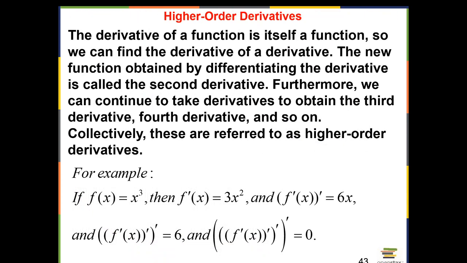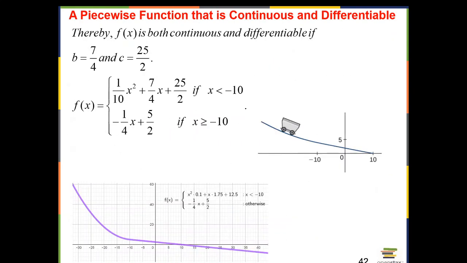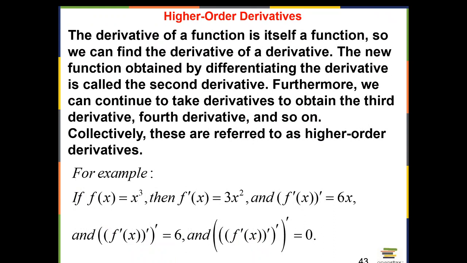All right, so let's continue and talk about higher order derivatives. Higher order derivatives means taking more derivatives, right? So once we take a derivative, we can actually take another derivative. For example, if f of x equals x to the third, then the derivative of it would be 3x squared, and then the derivative of the derivative would be 6x, and so forth. So we can keep taking derivatives.